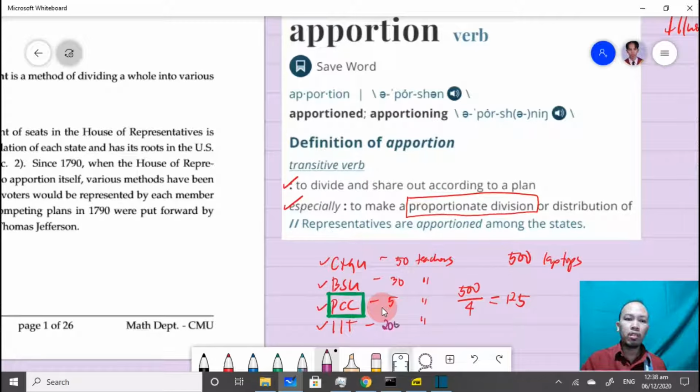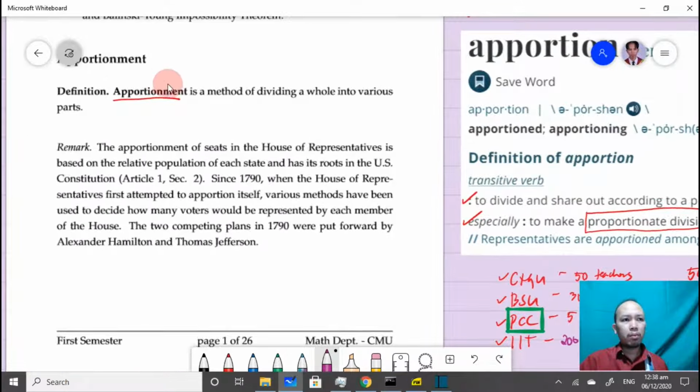Okay, 200 teachers. Would it be fair to this university that they will be receiving only 125 laptops, and there are 200 teachers? When you are going to apportion something, it must be proportionate division or proportionate distribution. Please do remember that. I hope now that you have a grasp of the definition of apportionment.